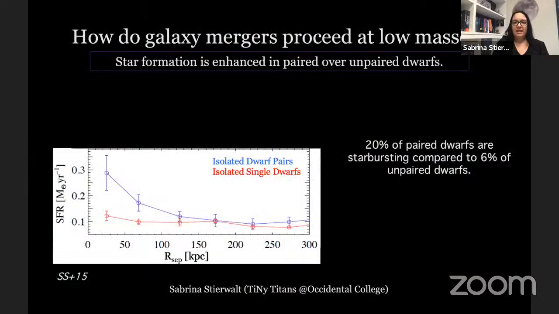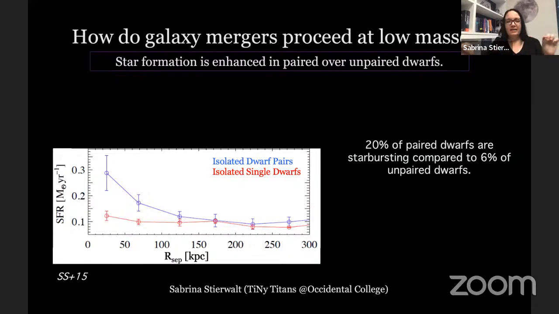Well, the first thing we looked at is, do we get enhanced star formation in dwarf galaxy mergers? It's not obvious that we should, because they don't have as much mass as the massive galaxies. So maybe they're not as good at funneling all of that material in towards each other to get increased star formation. So our initial investigation with Tiny Titans found that yes, we do find increased star formation for our dwarf galaxy pairs. So that's what this plot is showing.